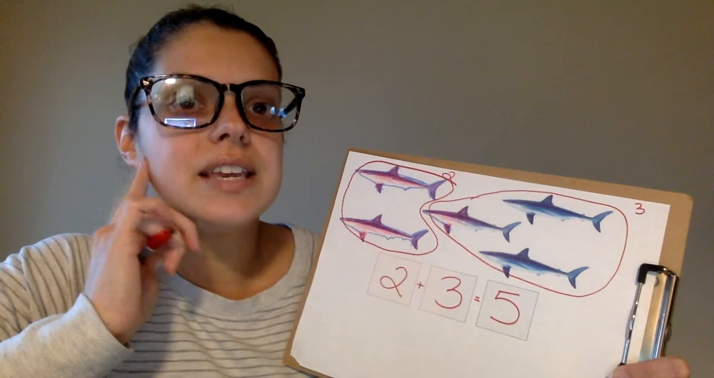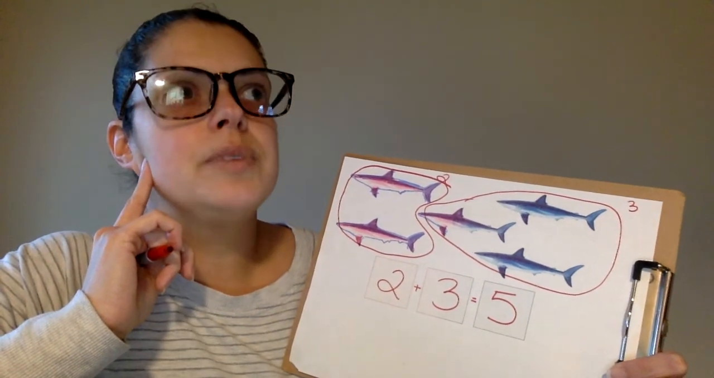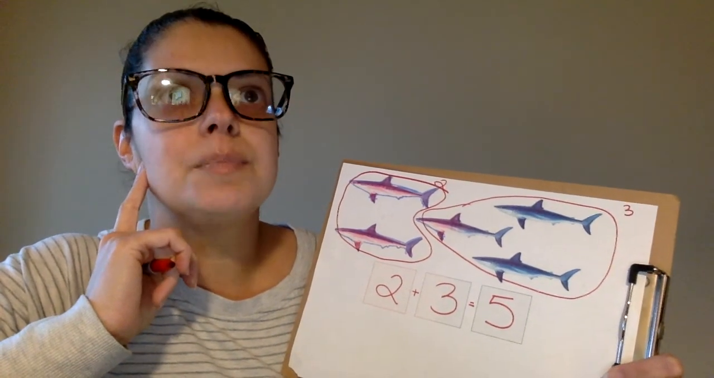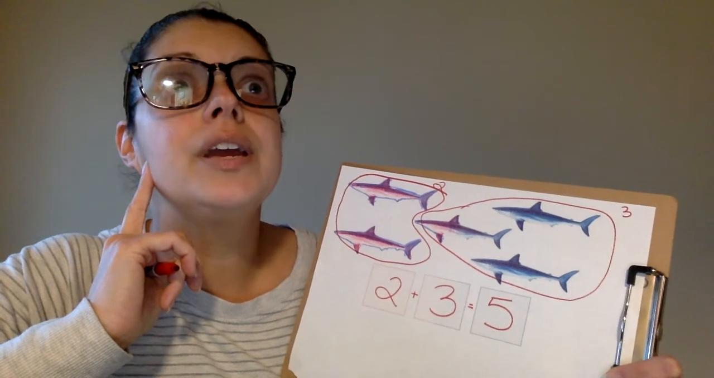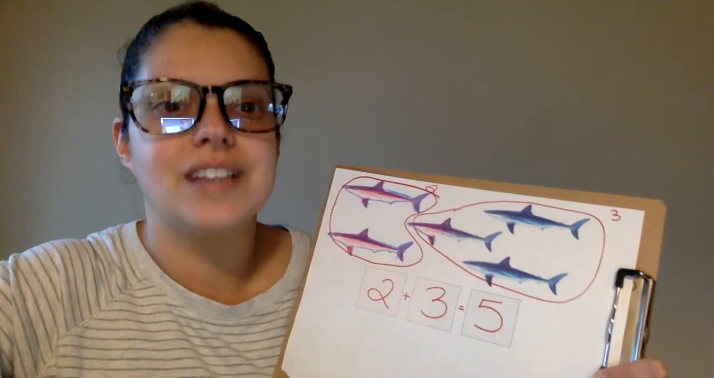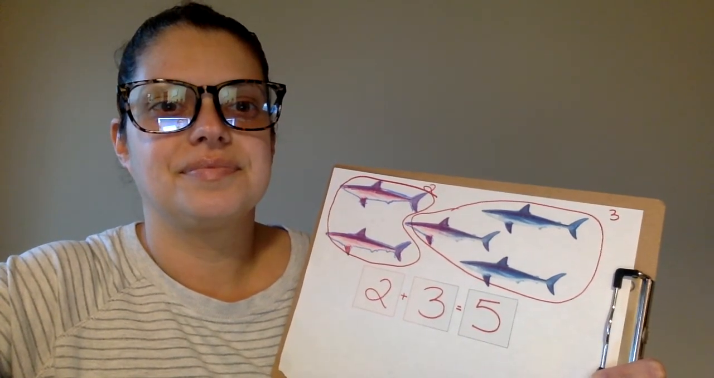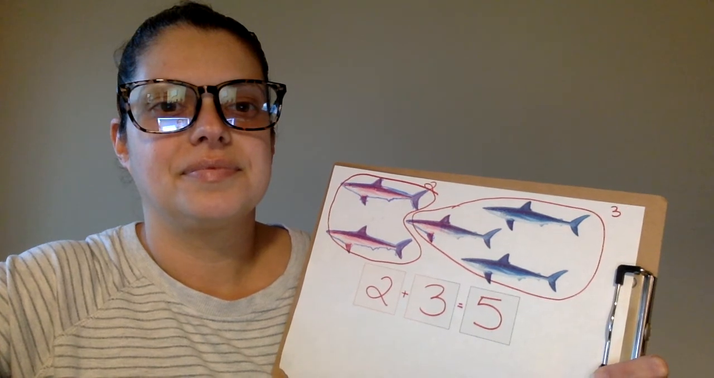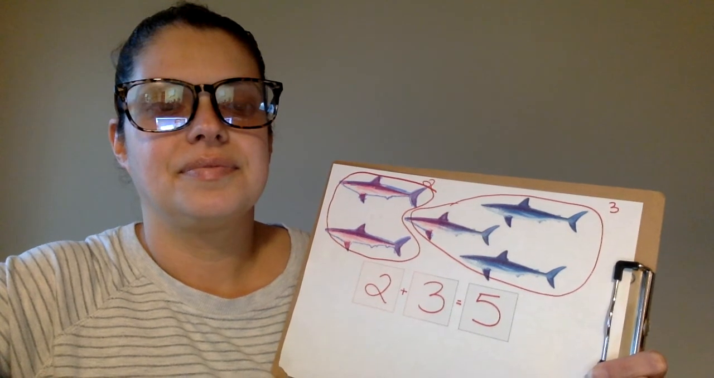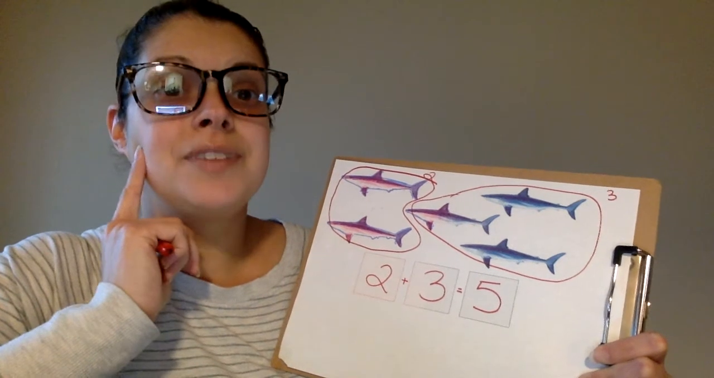Okay, so let's think about my story first, right? I went scuba diving and I saw 2 sharks. Then I kept swimming and I saw 3 more sharks. Can you guys practice retelling that just by yourselves? Good job.